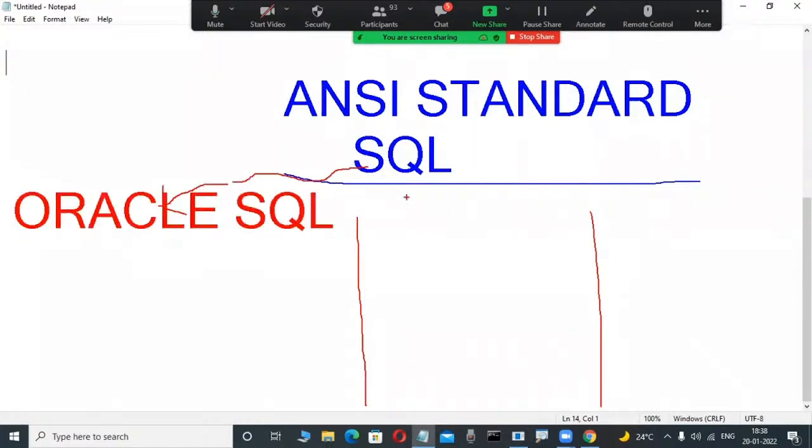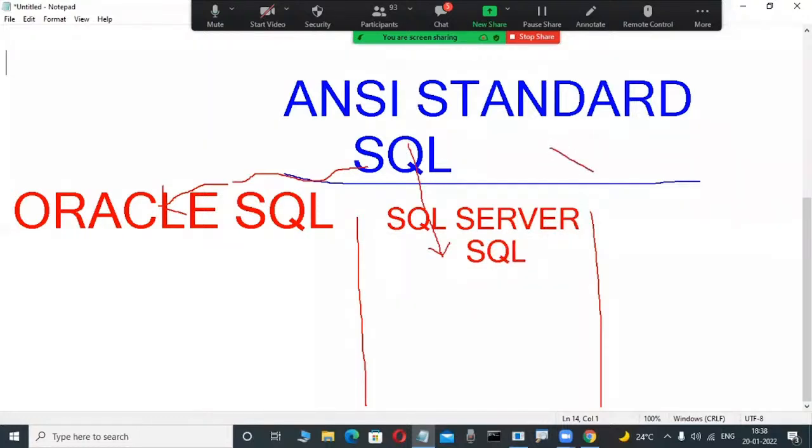So many fellows don't know this. Again, SQL Server, a Microsoft product, created their own SQL from the ANSI standard SQL, which is called SQL Server SQL. Again, MySQL created their own SQL language from the ANSI standard, which is called MySQL SQL.